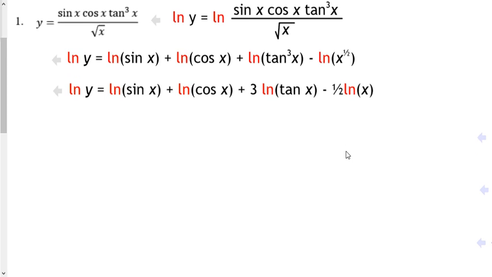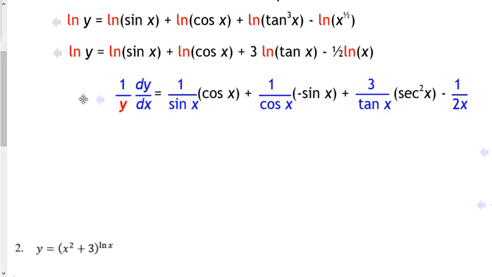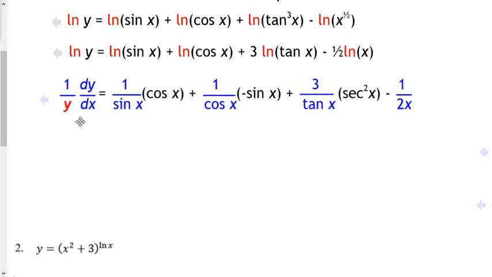Now we can take the derivative of both sides. There's a lot to do, but it's in smaller pieces now. When I take the derivative of the left-hand side, the derivative of ln y is 1 over y times dy dx, as we saw in question number 11 from our previous lesson. Here, the derivative of the natural logarithm of sine x: the derivative of the natural logarithm is 1 over its argument, so 1 over sine x, that inside function unchanged, times the derivative of sine x, which is cos x.